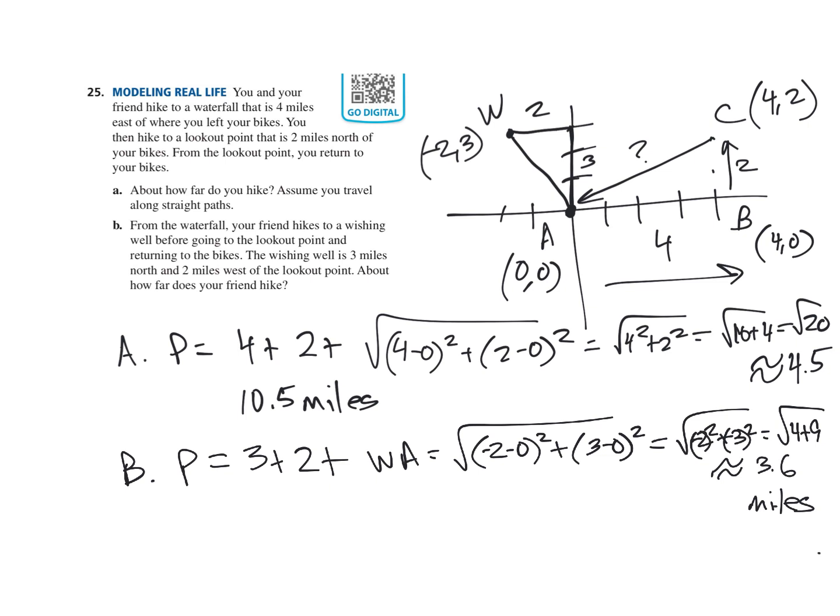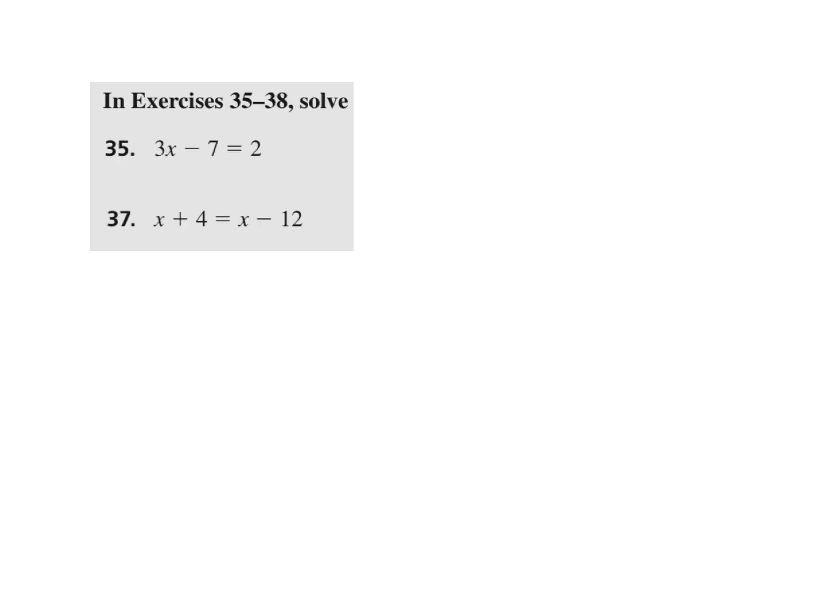All right. So that's how far he went in miles. Oh, not 3.6. You have the 3 plus 2 plus the 3.6. So 5 plus 3.6, that's going to be 8.6 miles. That's before he went to the lookout point. So your friend actually for the whole day went 19.1 miles. All right, next question. Now we're going to the review stuff.